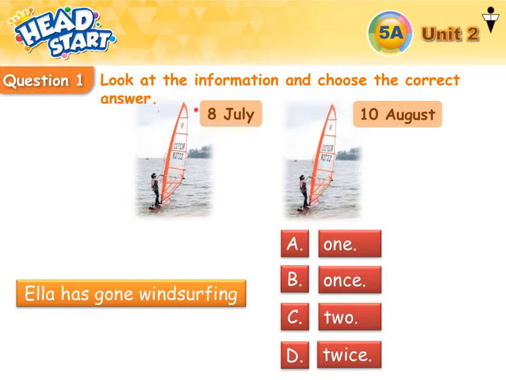Question 1. Look at the information and choose the correct answer. We have this, windsurfing. Ella has gone windsurfing. Look at the dates. 8th of July, 10th of August. How many times? There are 1 time, 2 times. Oh, but do we say 2 times? What is the word to replace 2 times? That's right. The answer should be twice. So the answer is Ella has gone windsurfing twice.